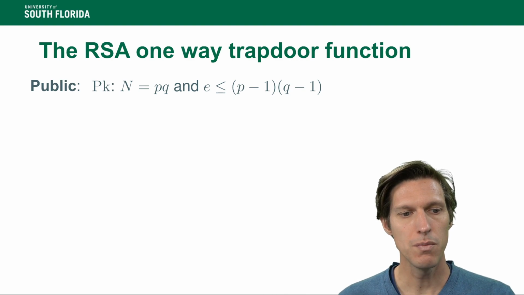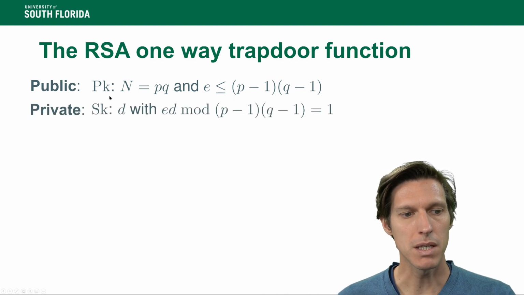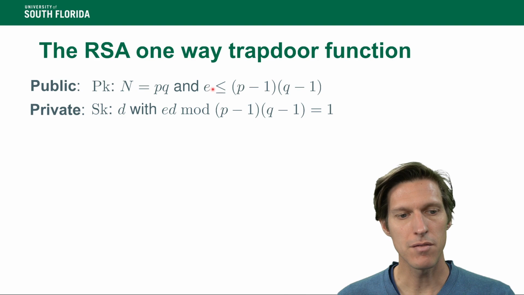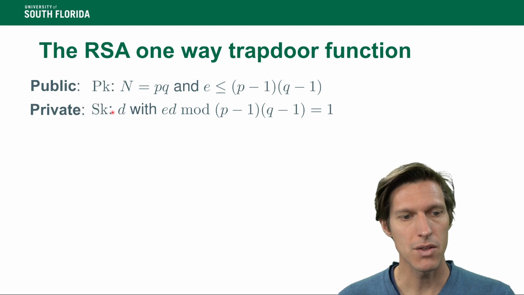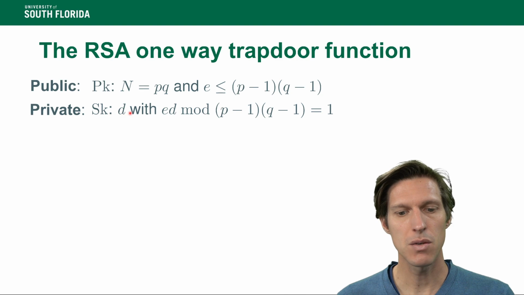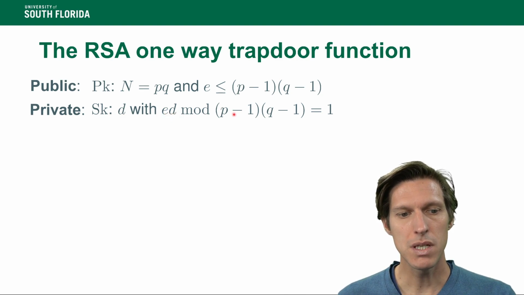Assume that you have a public key that consists of a number n that is the product of two primes p and q, and assume that you have a number e that is less than (p minus 1)(q minus 1). We're not going to get into the details of why this particular choice, but there are deep mathematical reasons for that. Now, the secret key consists of an integer d, which has the property that e times d mod (p minus 1)(q minus 1) equals 1. This is called a modular inverse.